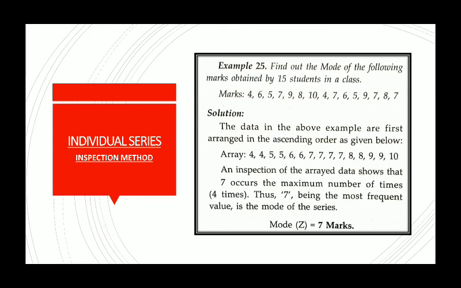The very first is individual series. Individual series means the only variable is given. And here we are going to use the inspection method. Now, the question is, find out the mode of the following marks obtained by 15 students in a class.